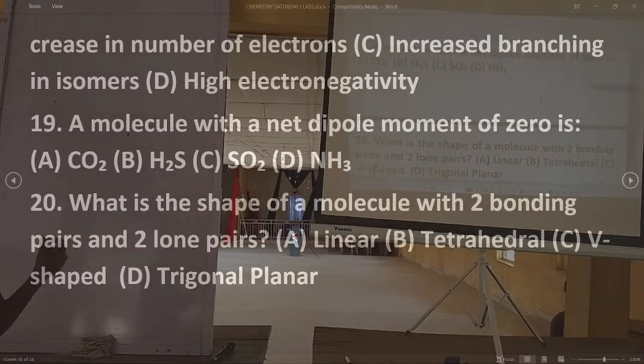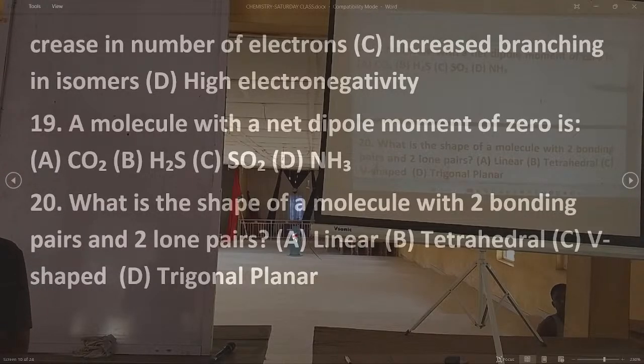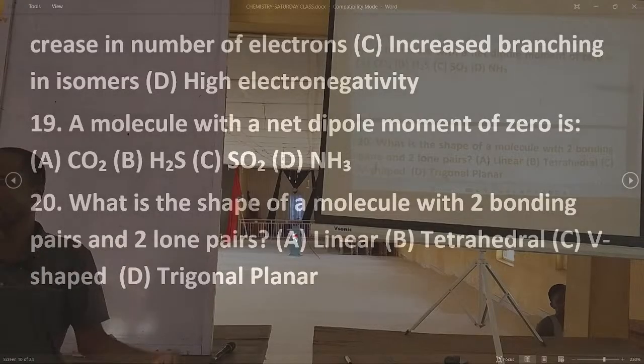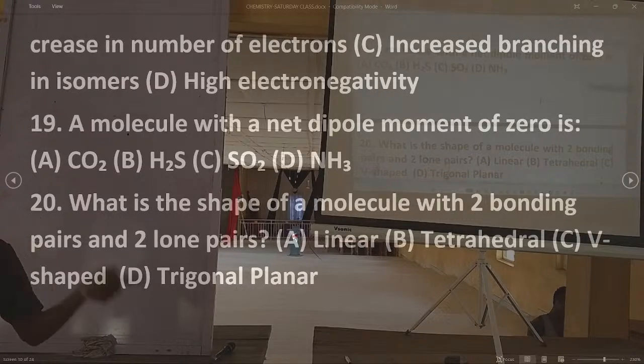And so let's look at number 20. It says, what is the shape of a molecule with 2 bonding pairs and 2 lone pair electrons? We have done it before. Think of a molecule with 2 bonding pairs and 2 lone pairs, exactly water. And we have said that water has a V shape, or a bent shape, or an angular shape. If it is ammonia, what is the shape of ammonia? Trigonal pyramid. For ammonia, trigonal pyramid, that's the shape.